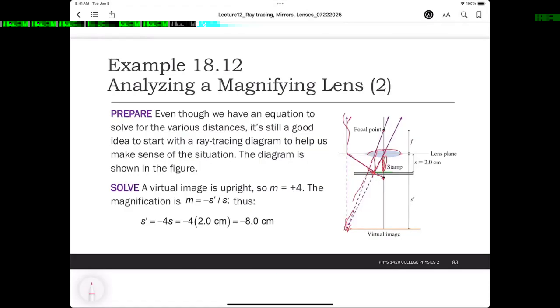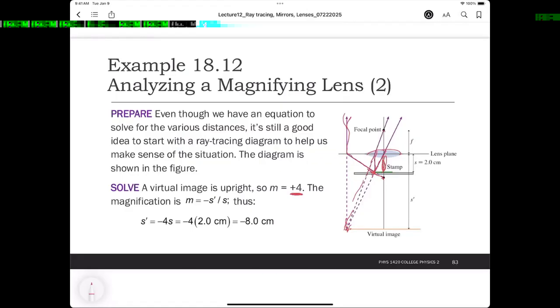A virtual image is upright, so M equals positive 4. It just gives you that the magnification is 4. Okay, and for the magnification we can use this equation. Thus, s prime equals negative 4s, equals negative 8 centimeters, which means this is negative 8 centimeters. That makes sense to you.